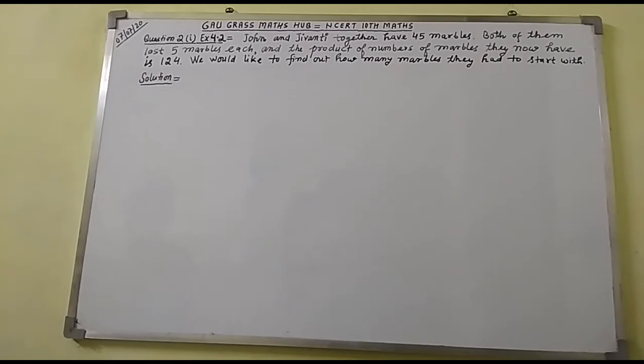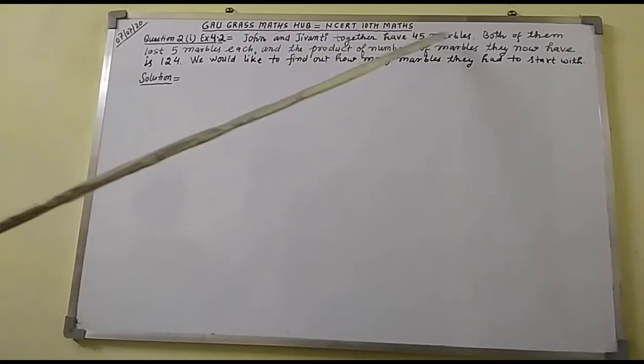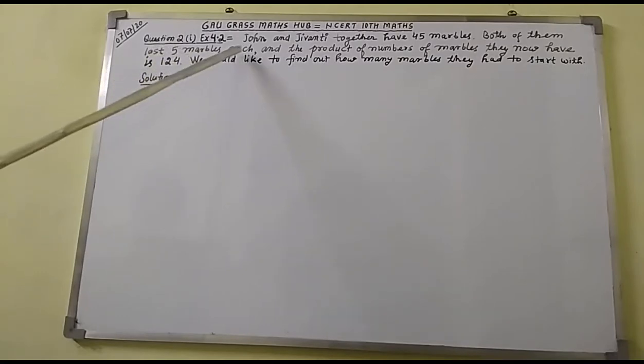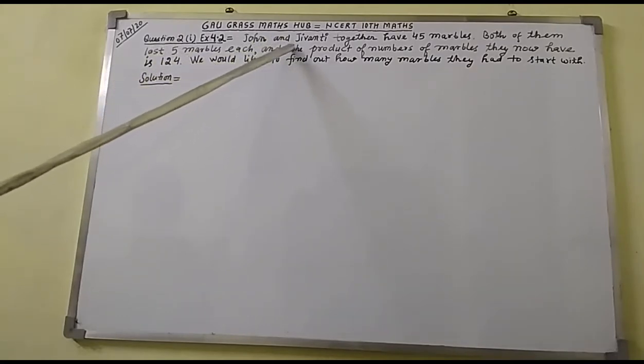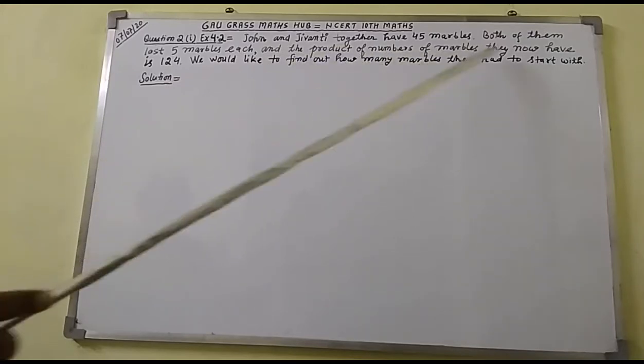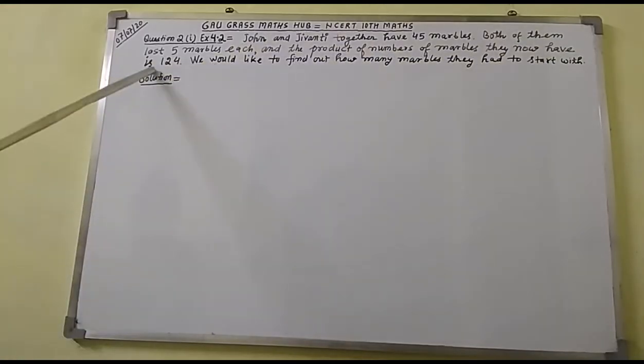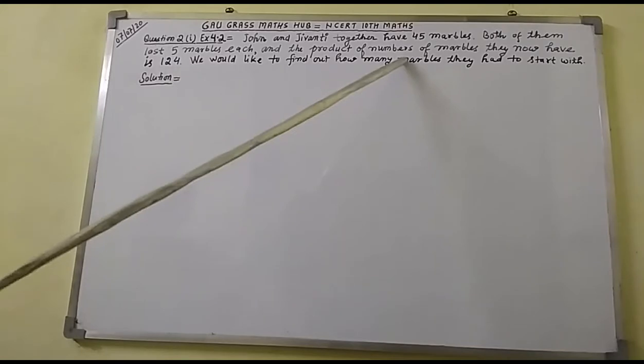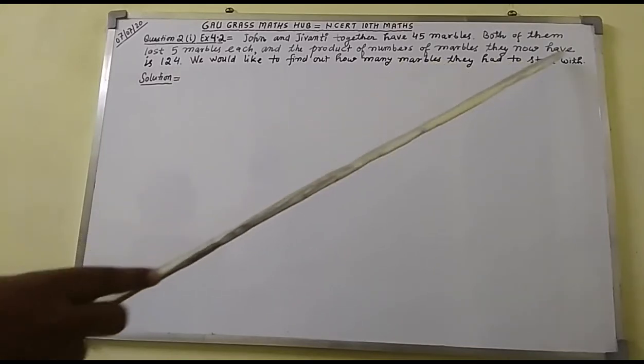Today I have taken one question from exercise 4.2. That question is question number 2, part 1. John and Jivanti together have 45 marbles. Both of them lost 5 marbles each, and the product of the numbers of marbles they now have is 124. We would like to find out how many marbles they had to start with.